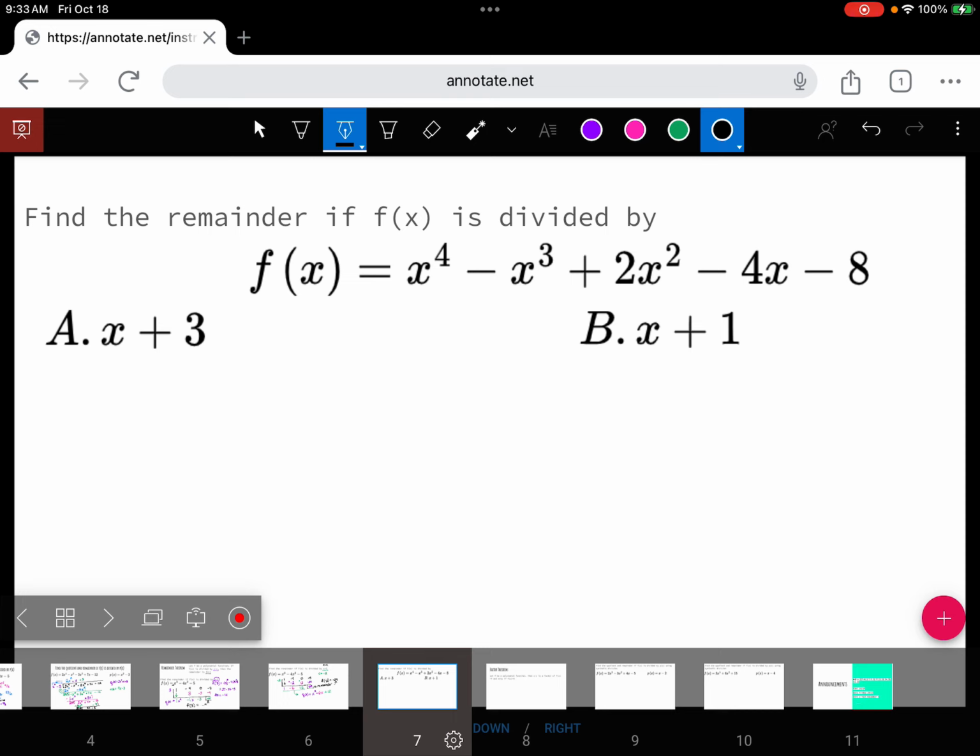So now we're going to do another set. I've got the same function, and I want to find the remainder if f of x is divided by each of these.